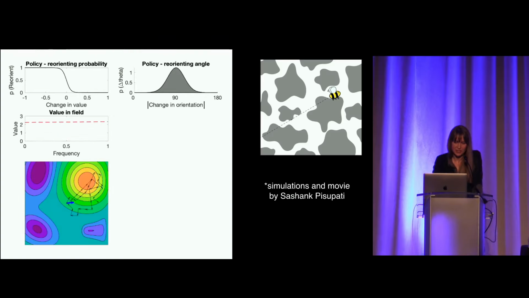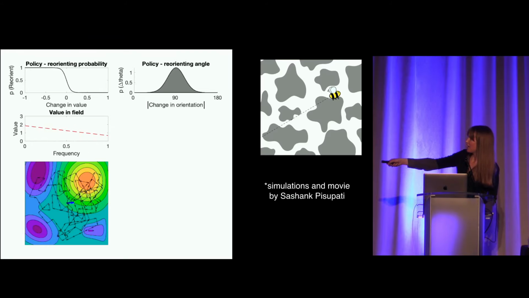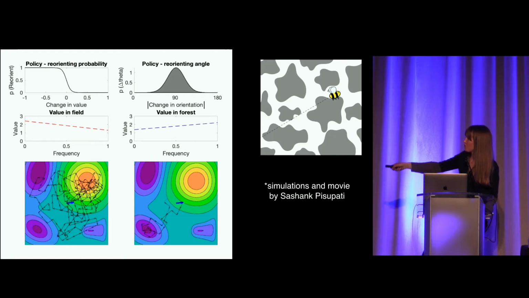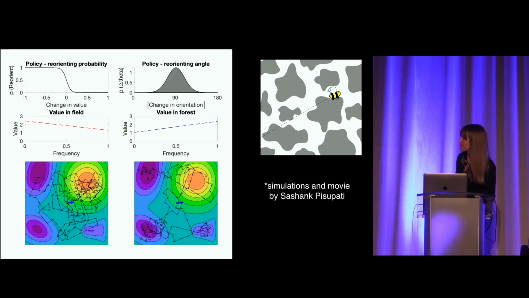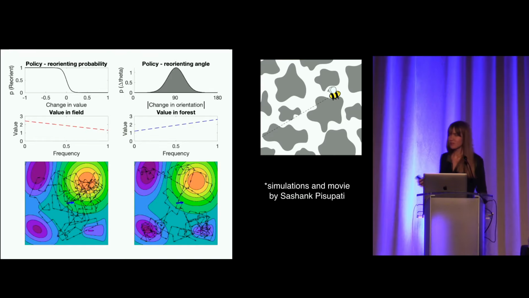Okay, so here you can see the bee learning to navigate in the field, and over time, you'll see that it tends to spend more time in this orange area where it's likely to receive more rewards. In the forest, you can see that the bee learns to navigate towards these bluer patches where it finds more rewarding flowers. And we can build up these types of learning algorithms.